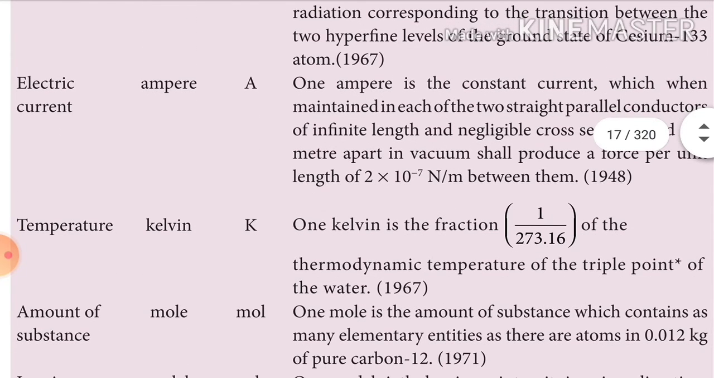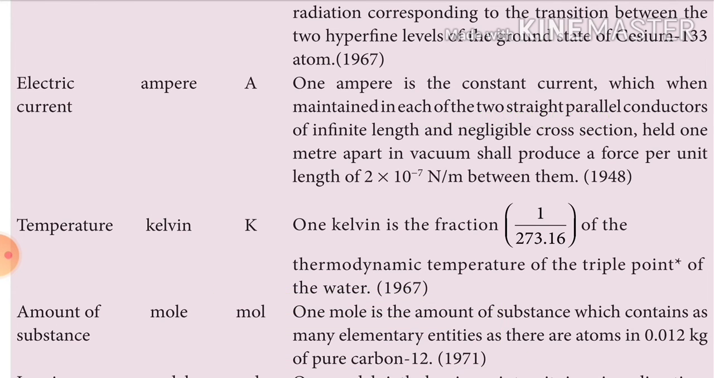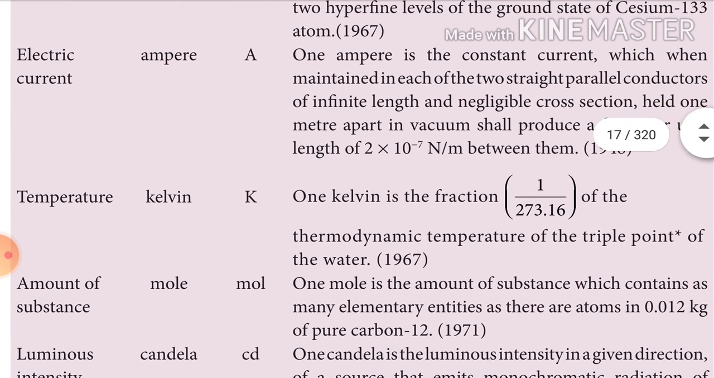1 ampere is the constant current which, when maintained in each of the two straight parallel conductors of infinite length and negligible cross section held 1 meter apart in vacuum, shall produce a force per unit length of 2 into 10 power minus 7 Newton per meter between them.